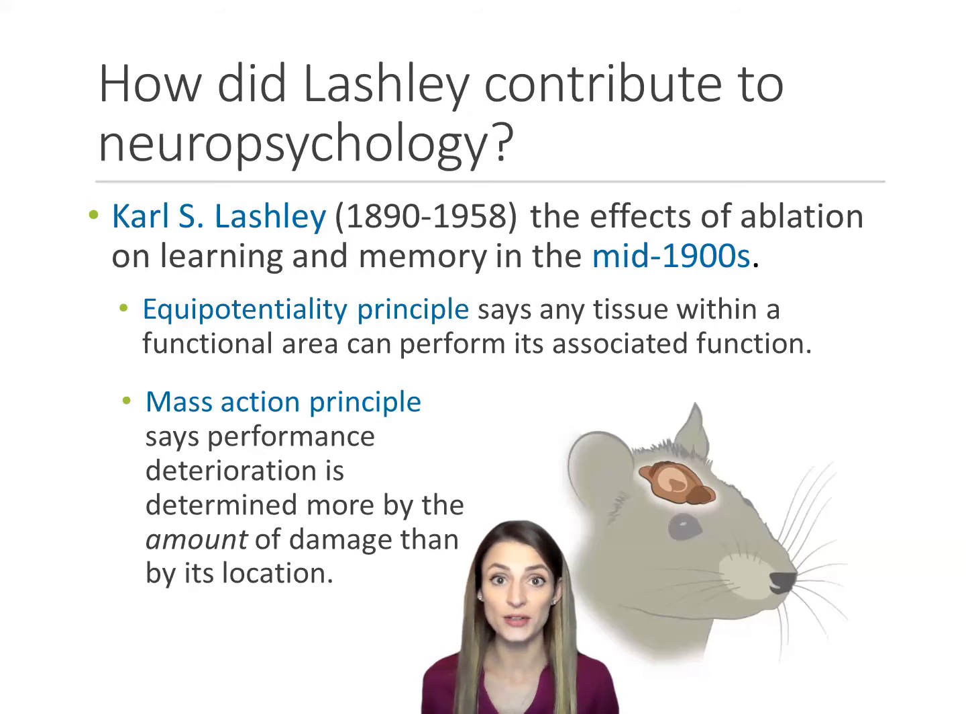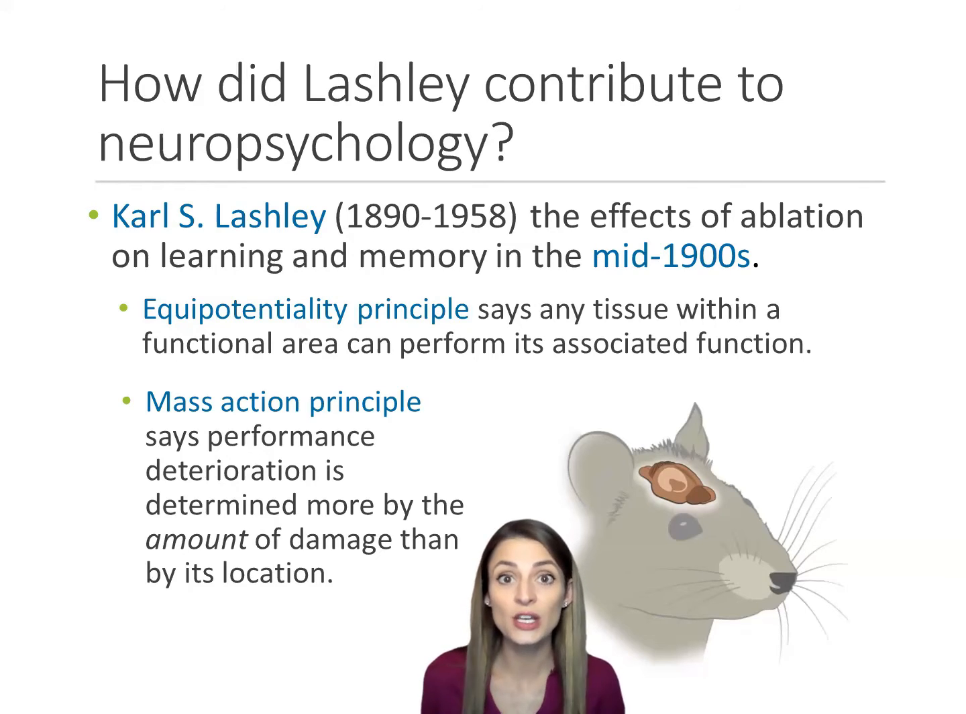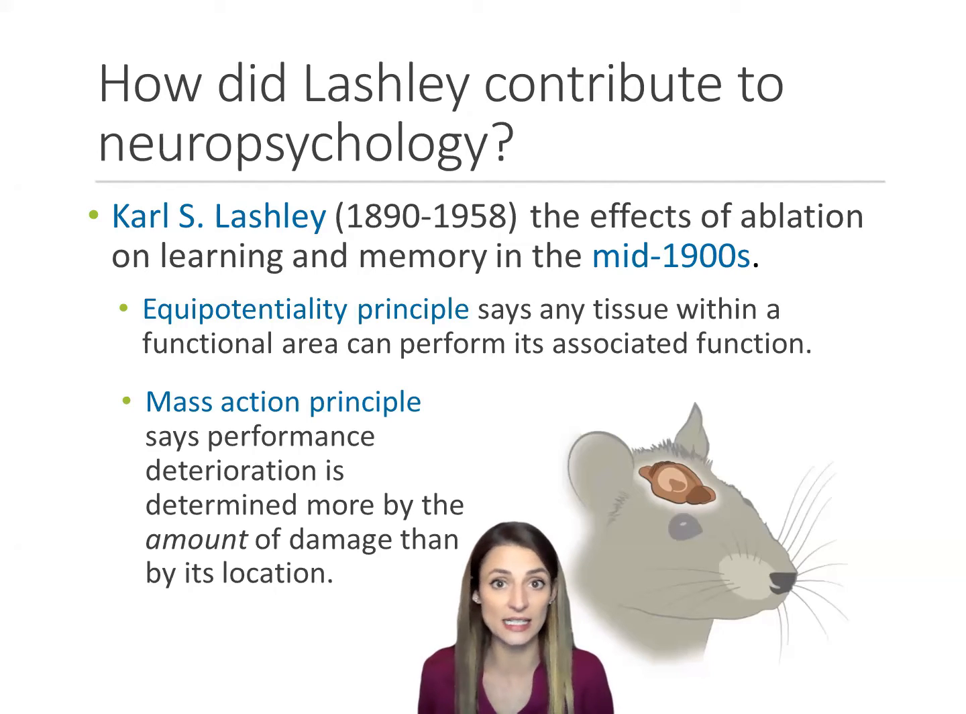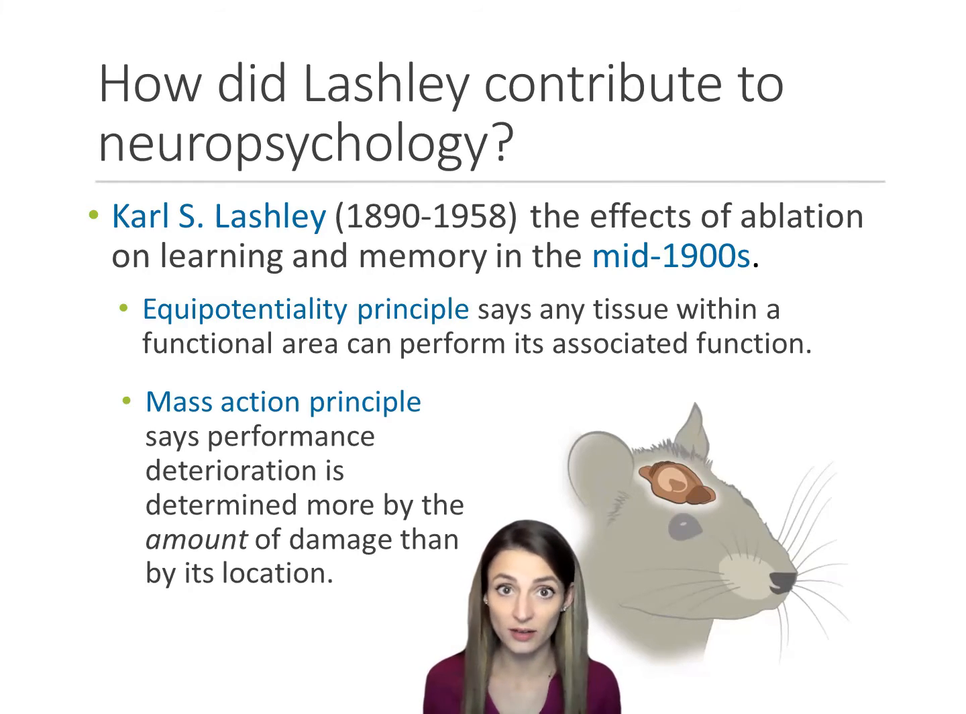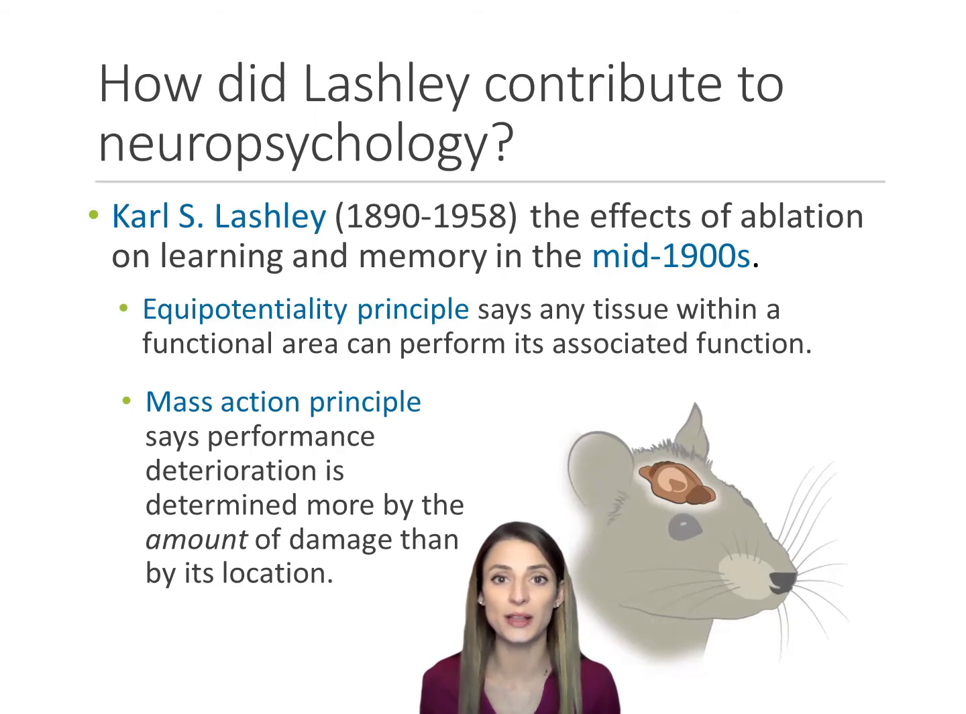Karl Lashley was an experimental psychologist known for his learning and memory studies in the early to mid-1900s. He purposely destroyed different amounts of cortex in rats and observed how ablation, the term for doing this, affected the rats' ability to learn and remember. After damaging their brains, he put the rats in 3 different types of mazes.